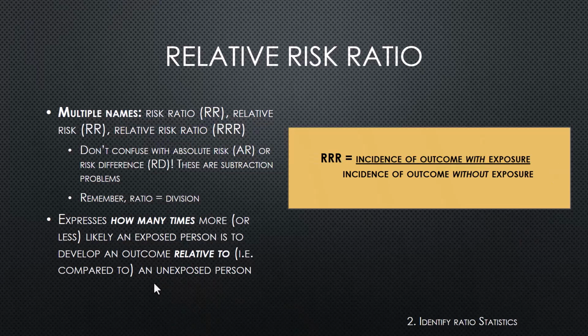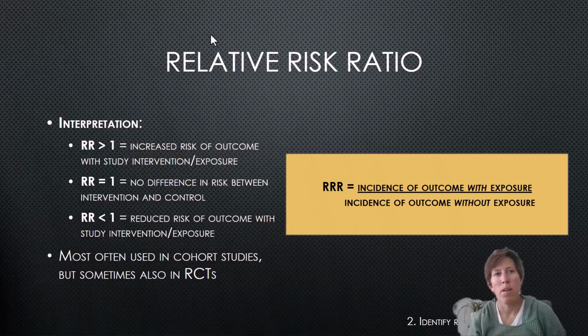Relative risk ratio, RRR, is found by dividing incidence of outcome with exposure over the incidence of outcome without exposure. So essentially, it's expressing how many times more likely an exposed person is to develop an outcome relative to an unexposed person. The relative risk ratio has multiple names. It may be risk ratio, relative risk, or relative risk ratio. Key terms you're looking for again are relative and ratio.